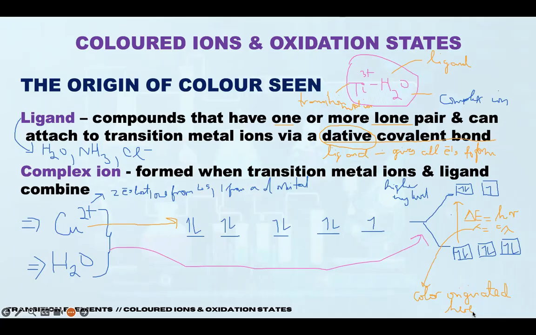Earlier, we were just talking about it more vaguely when we were saying that it absorbs this and then it transmits this. But now we're talking about what it is within a particular transition metal that's absorbing the energy, and what that corresponds to. And that corresponds to a transition from a lower energy d orbital to a higher energy d orbital.